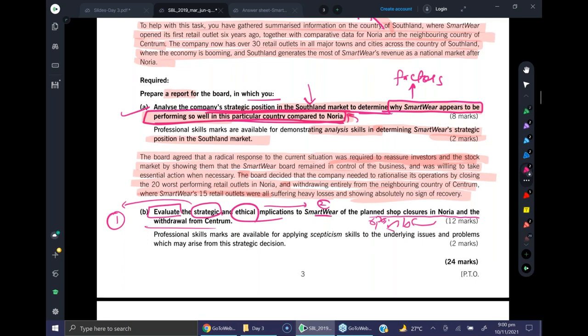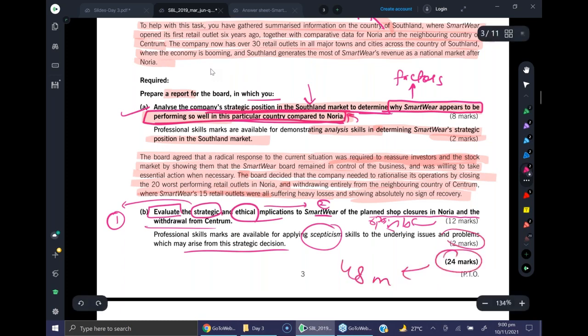Okay, professional skills marks are available for skepticism to underlying issues and problems which may arise from this strategic decision. So maybe you can think about some positive aspects as well, because this question is not restricting you to talk about negatives only. But naturally, when you close down the stores and operations, there are more negatives than positives. So the 2 marks, and this requirement is a total of 24 marks, 48 minutes for you to write.